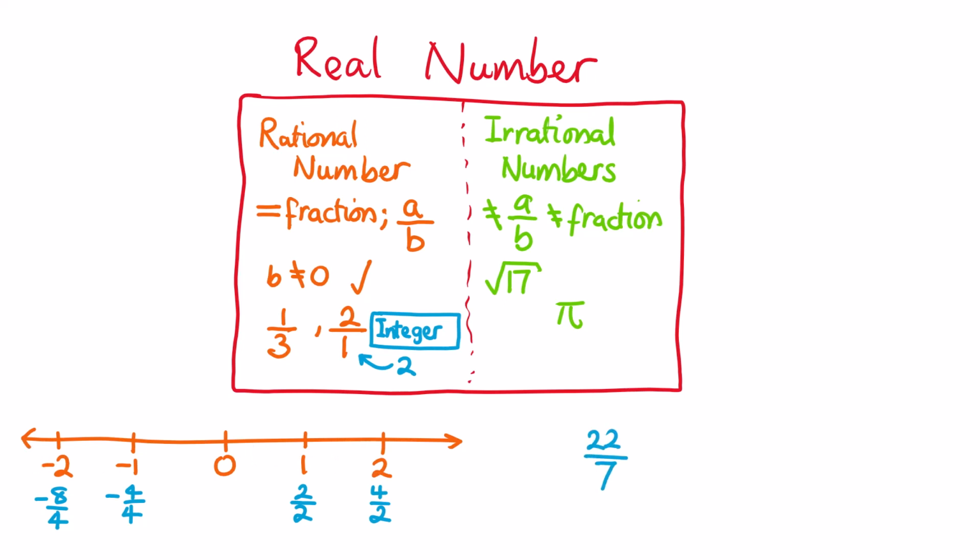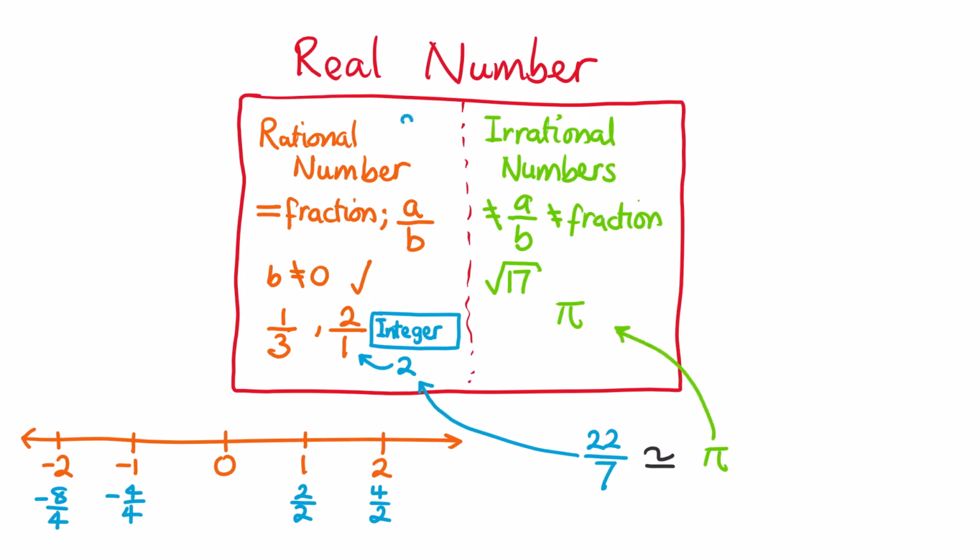22 over 7. People always assume that it is approximately equal to pi, while 22 over 7 is indeed a rational number because it has an integer as the numerator and an integer as the denominator. When you put 22 over 7 into your calculator, it is not equal to pi, and pi is still considered to be an irrational number.